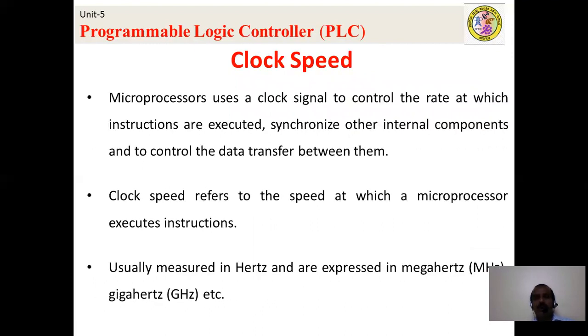Microprocessor uses clock signals to control the rate at which the instructions are executed. It synchronizes other internal components and also controls the data transfer between them. Clock speed refers to the speed at which the microprocessor executes the instructions. It is usually measured in hertz and is expressed in megahertz or gigahertz.